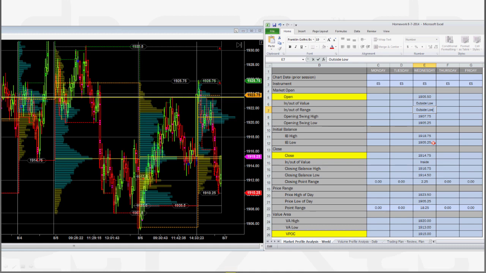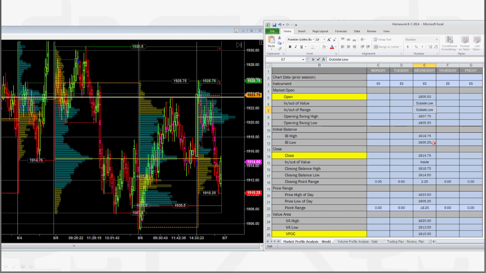Now yesterday we had a 13.5 point IB. When I have an open drive like we had and 13.5 points in the first hour of trade, that tells me something significant about the buyers from that low of day, or that low of the IB at 1905.25. Tells me a lot of them.